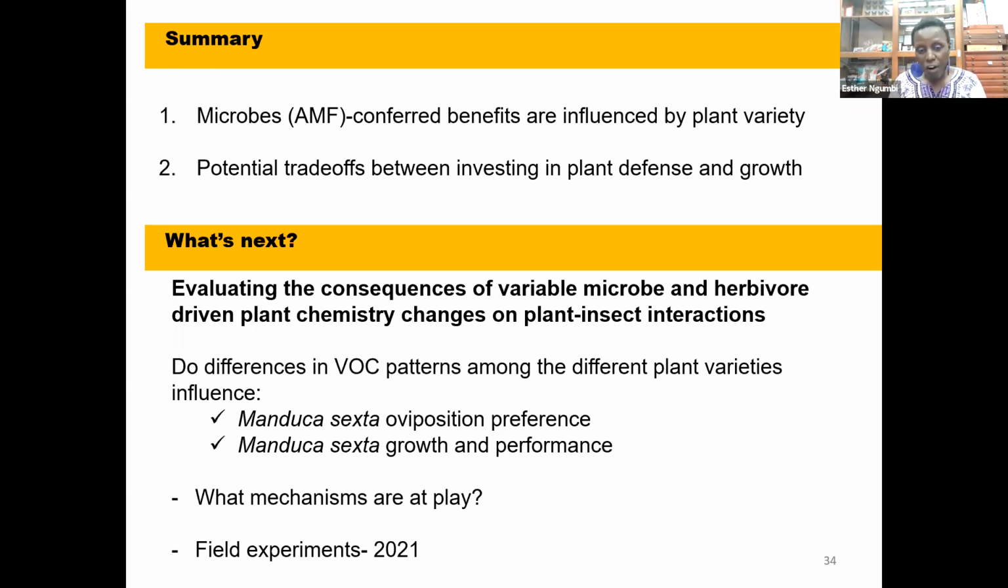And then, are there other defenses at play? Remember, there are so many defenses, and they could also be direct. We have secondary plant metabolites that can influence and impact growth and performance. So all this amazing stuff we are excited about finding out, and we are also doing this work in the field.